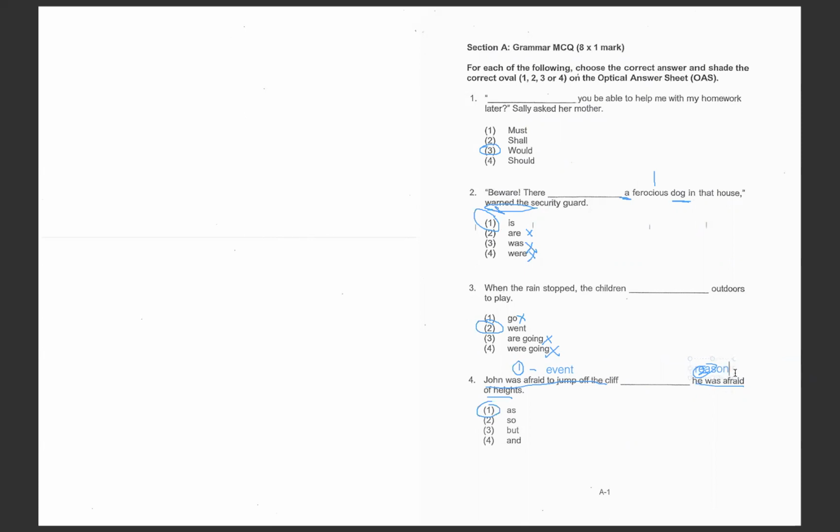Okay. So you're going to start first with the event, then the reason. Why did this happen? Because John was afraid of heights. So you want to start with 2 first, then 1. So reason first, followed by the event. Let me write that down, okay? Reason.